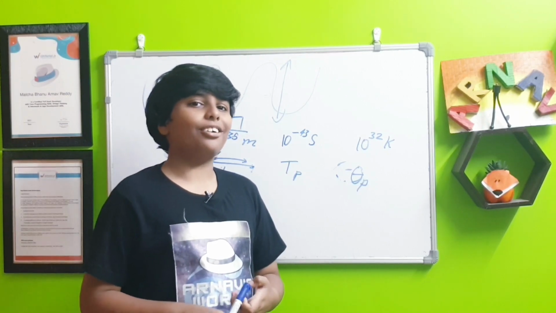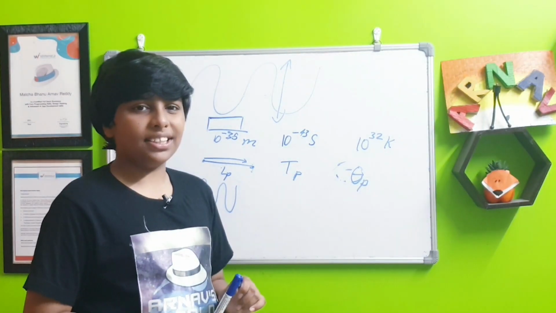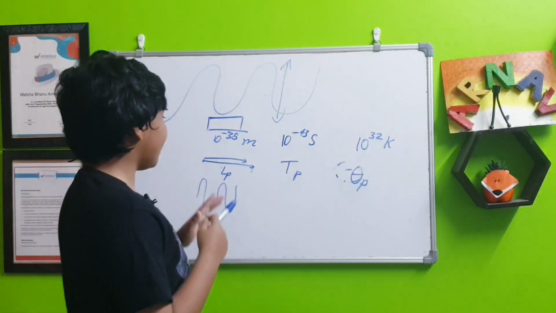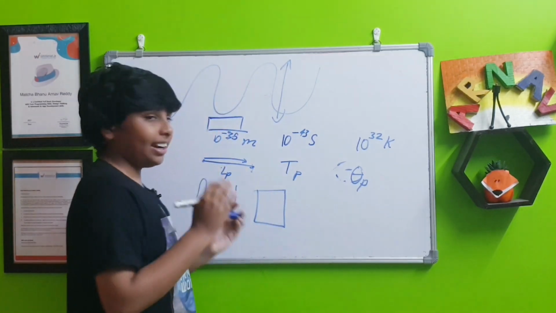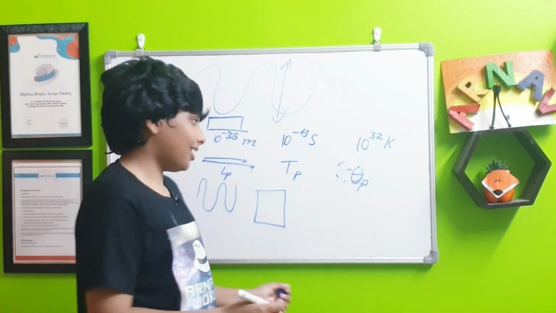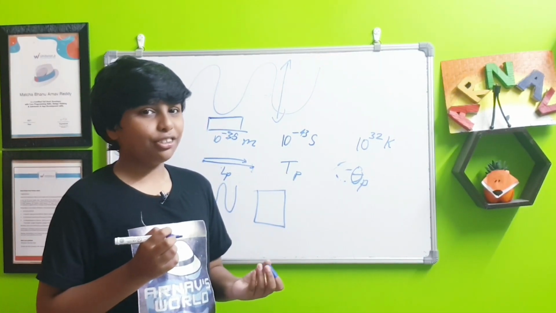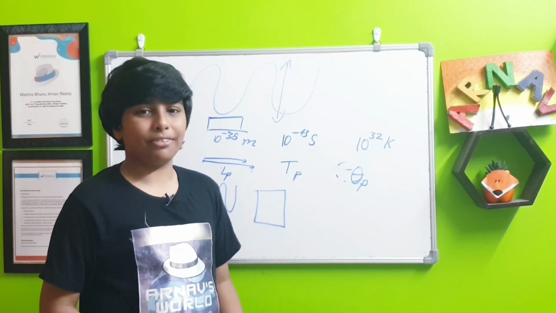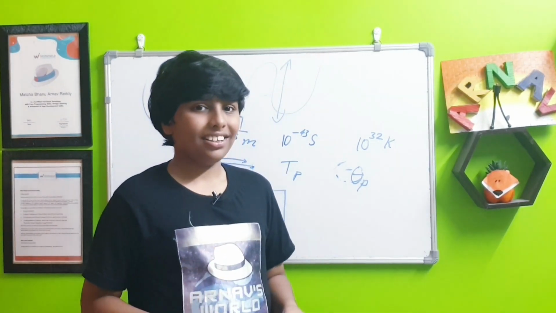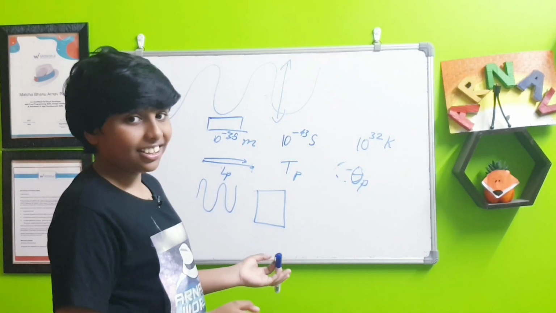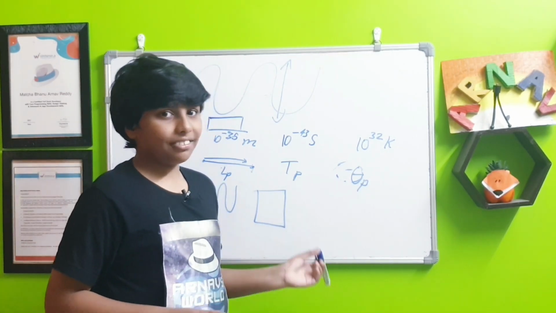Next, let's go to the Planck area and Planck volume, which are very simple. Planck area is just Planck length squared, and Planck volume is just Planck length cubed. You know math. It's very simple to find the Planck area and volume from the length, if you know anything about squares and cubes.